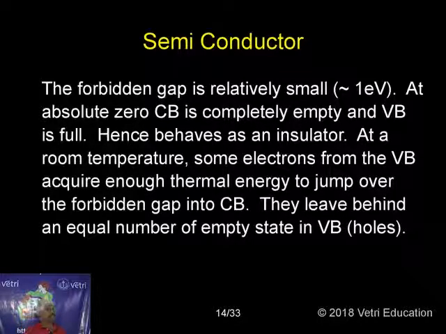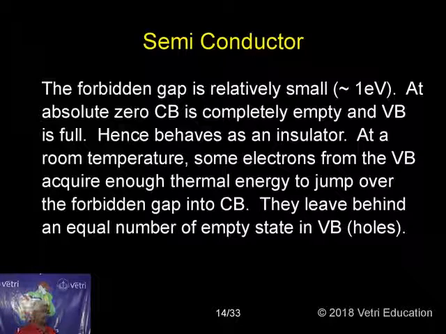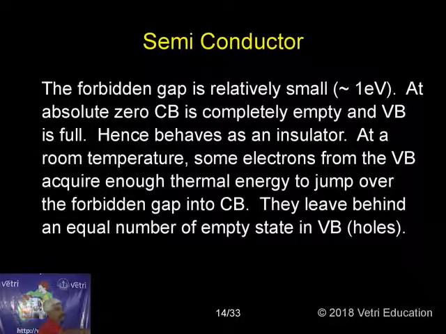At absolute zero, the conduction band is completely empty and the valence band is full, hence it behaves as an insulator. At room temperature, some electrons from the valence band acquire enough thermal energy to jump over the forbidden gap into the conduction band. They leave behind an equal number of empty states in the valence band. If 3 electrons jump from the valence band to the conduction band, there are 3 vacancies in the valence band. These vacancies are called holes. If electrons are negative, these holes are nothing but positive.